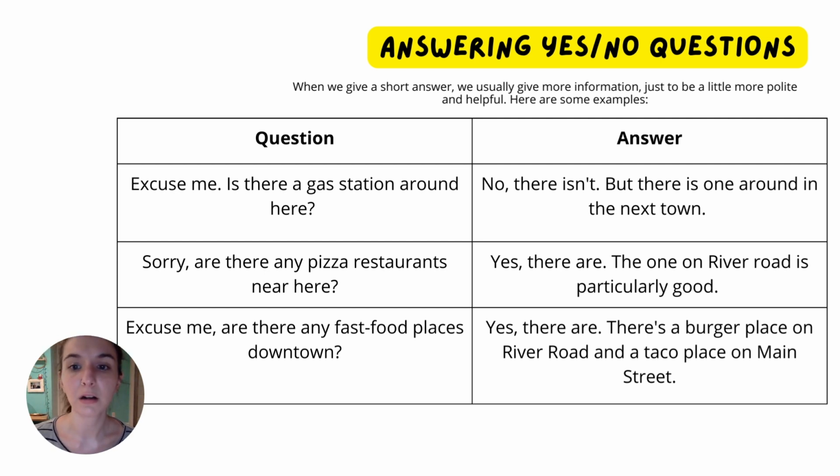Or the second question: "Sorry, are there any pizza restaurants near here?" "Yes, there are. The one on River Road is particularly good." Or, "Excuse me, are there any fast food places downtown?" "Yes, there are. There's a burger place on River Road and a taco place on Main Street." So you can just provide whatever information you actually have about the question that is being asked of you.